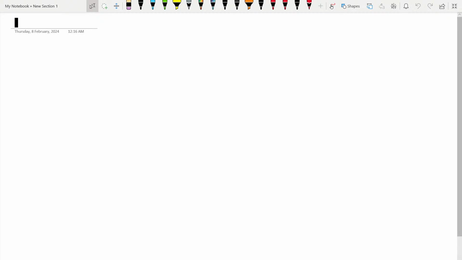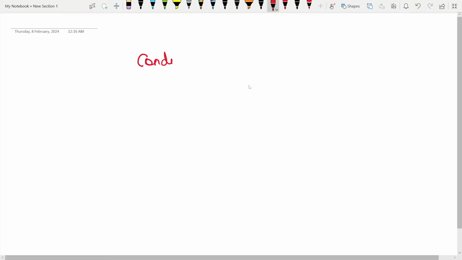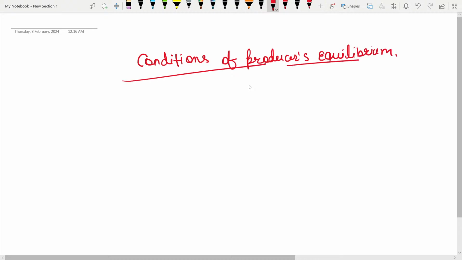So, conditions of producer's equilibrium. What are the conditions of producer equilibrium?